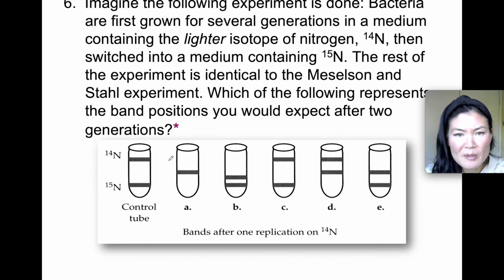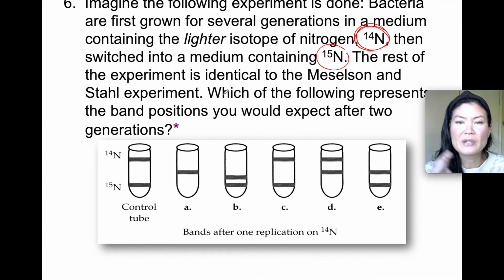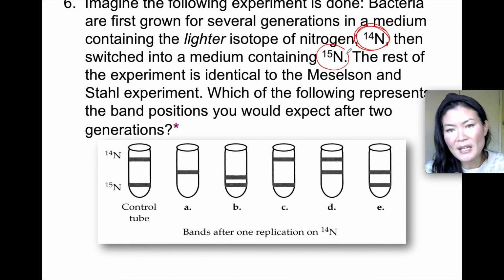Imagine the following experiment is done. Bacteria are first grown for several generations in a medium containing the lighter isotope. So we're starting with nitrogen-14. Then they switch into a medium containing nitrogen-15. The rest of the experiment is identical to Meselson and Stahl, meaning they let them replicate over and over again in the nitrogen-15. Which of the following represents the band positions you would expect after 2 generations?